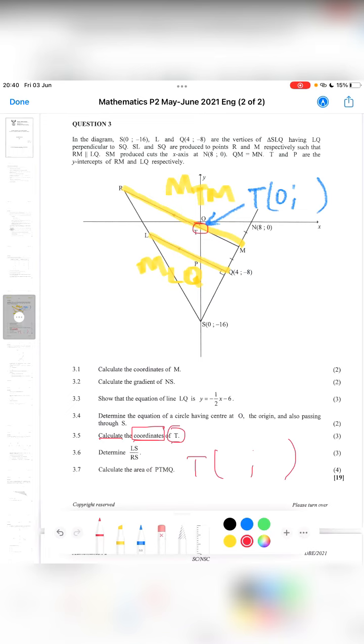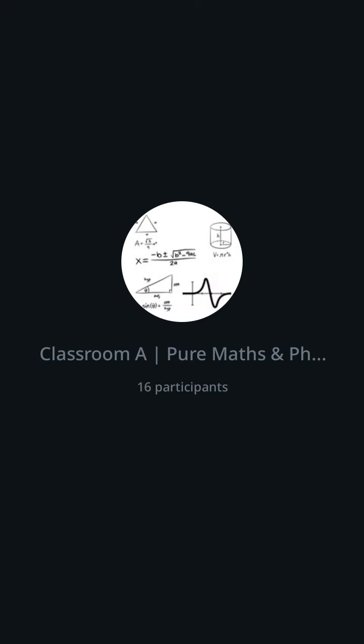But what about parallel lines? We know very well, ladies and gentlemen, that if you have the gradient of LQ, it must be the same as the gradient of TM. So do we know the gradient of LP, ladies and gentlemen? Do we know the gradient of LP?